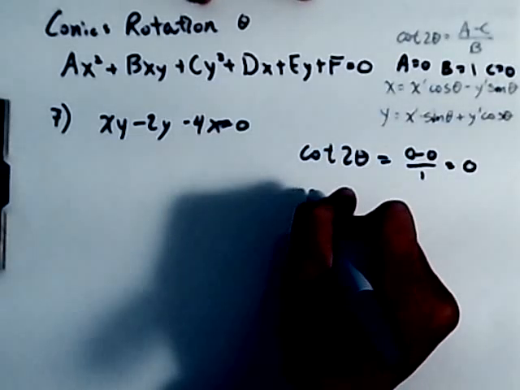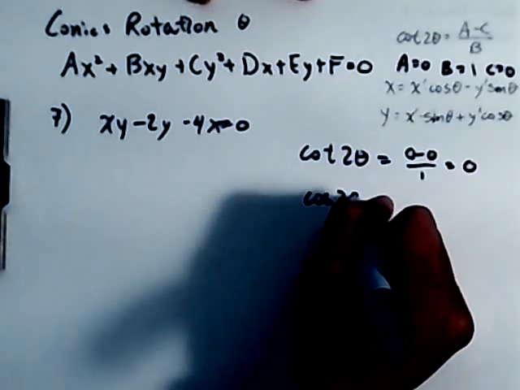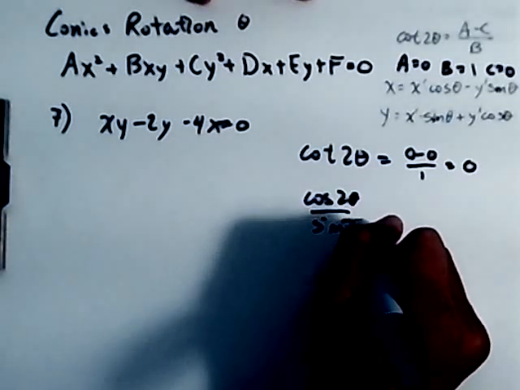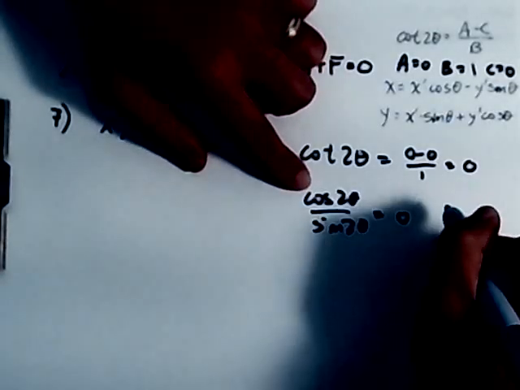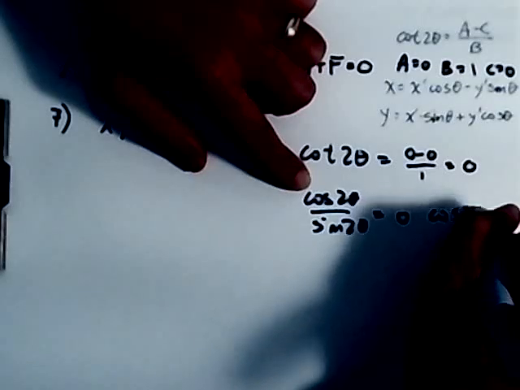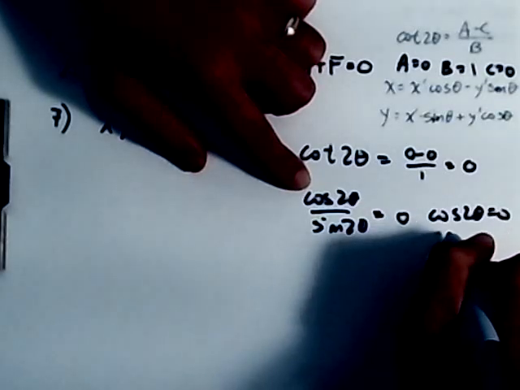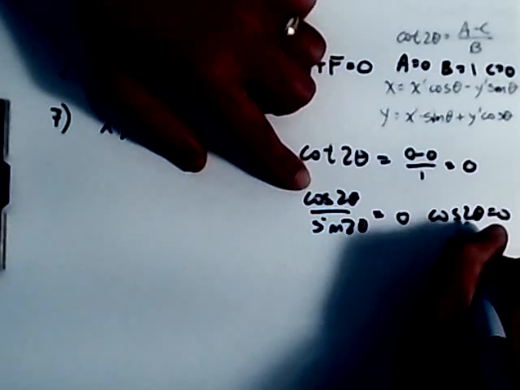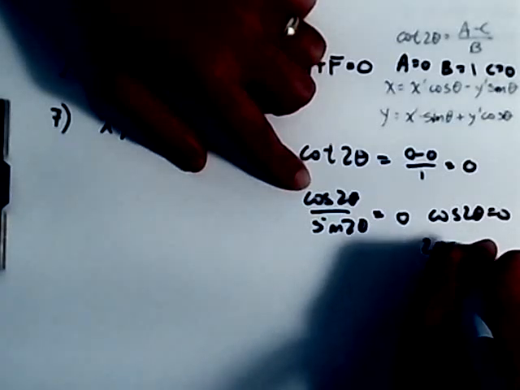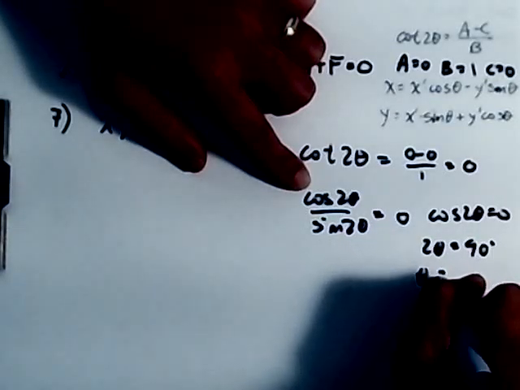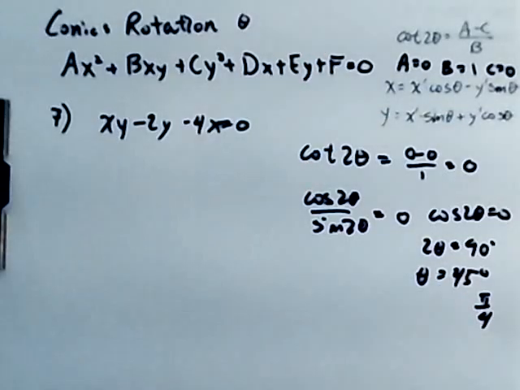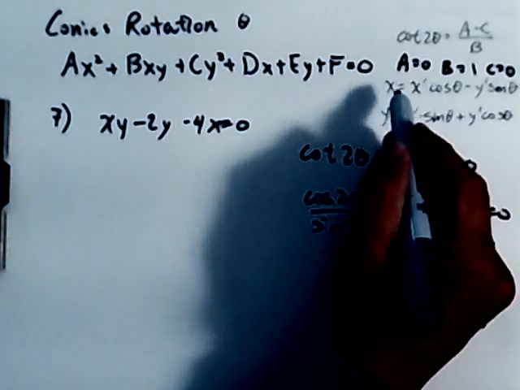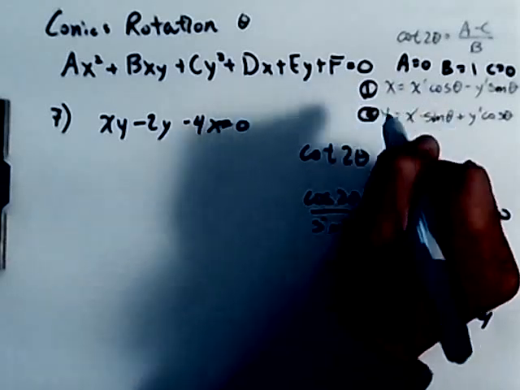The cotangent is the cosine of 2 theta over the sine of 2 theta, which is equal to 0. When is the numerator equal to 0? The cosine of 2 theta is equal to 0 at 90 degrees. So 2 theta is equal to 90 degrees. Theta is equal to 45 degrees, which is pi over 4, of course, because you learned that from trigonometry. From here, we plug into the first equation and then the second equation.